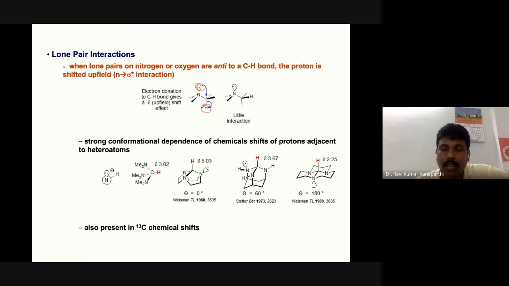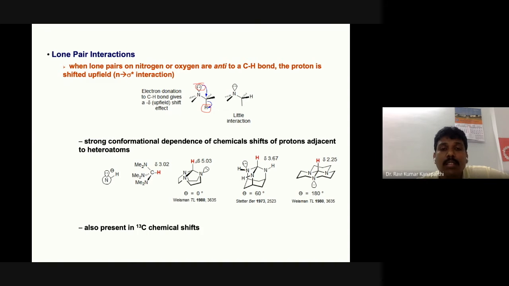Whereas in this case, there is another conformer, we can write it. This n to sigma star interaction is very minimal. Therefore, you don't see much influence on the chemical shift value. And the examples are actually given here. All this work is published.